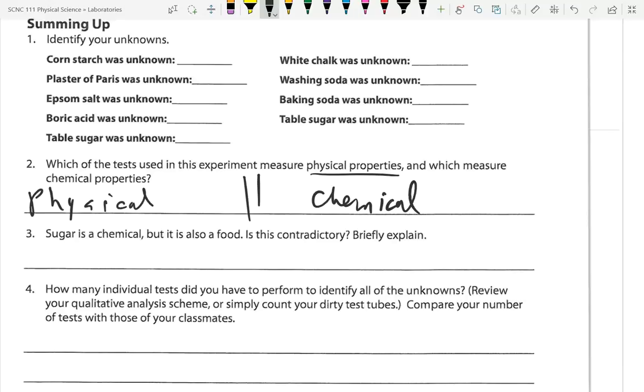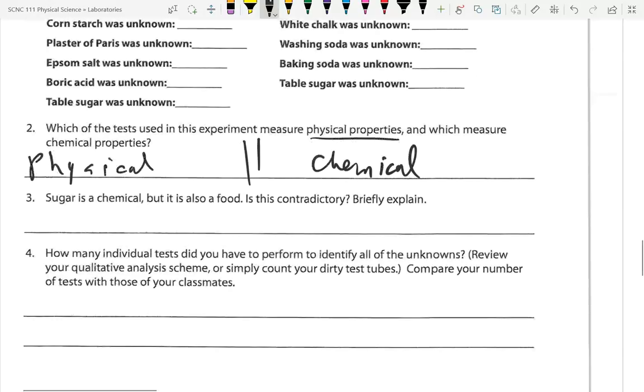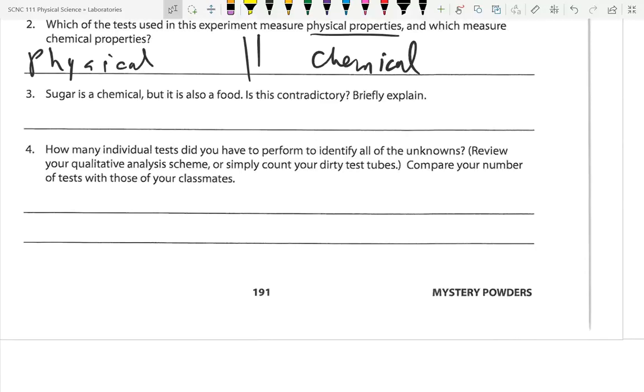A question that I answered in class yesterday: sugar is a chemical, but it's also food. Is this contradictory? And then finally, counting up how many tests you took. So your chart will have a result for every test you took. So you can just count up the places you marked in your chart to determine how many total tests you had to take. And that's your recording here. I think Alex and I came up with the number 26.